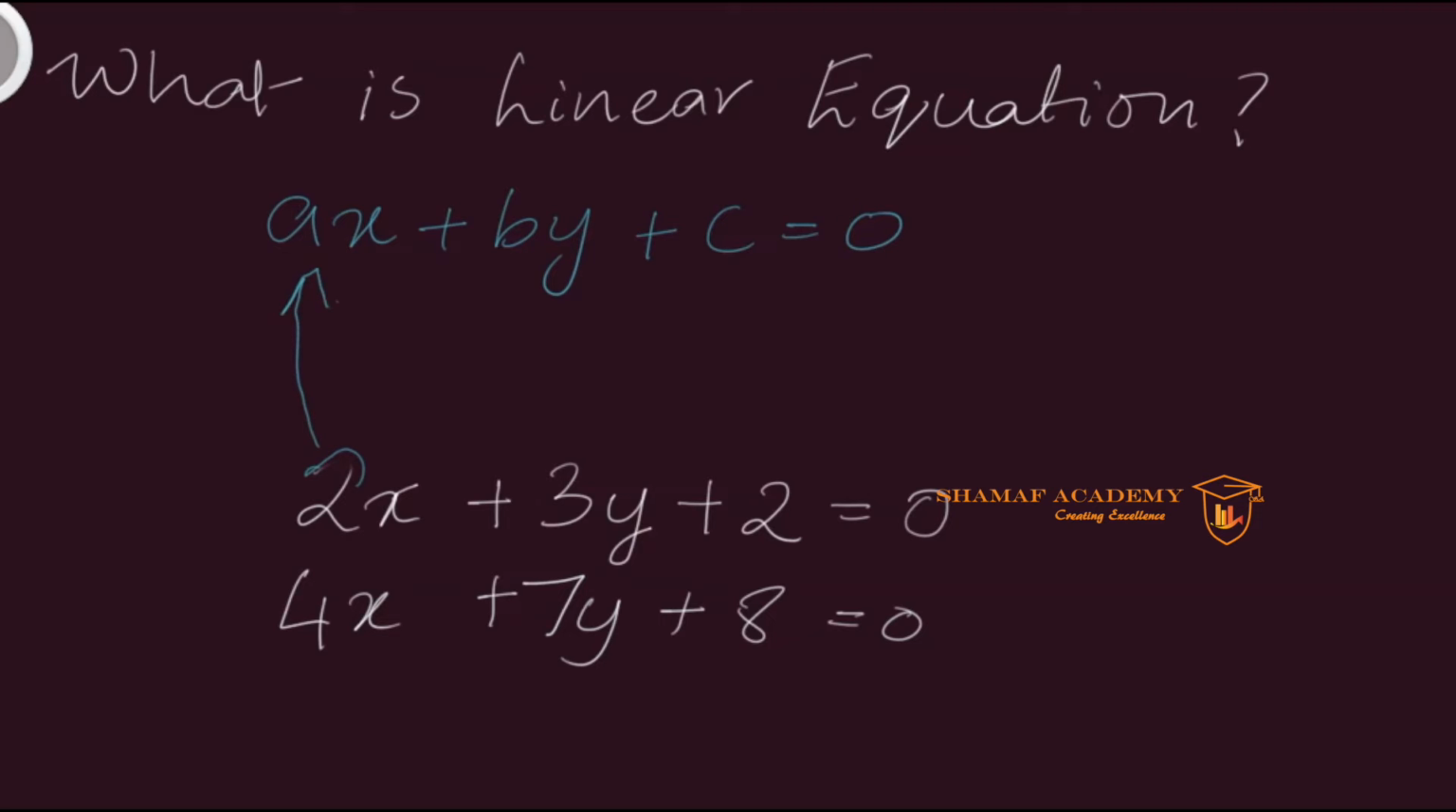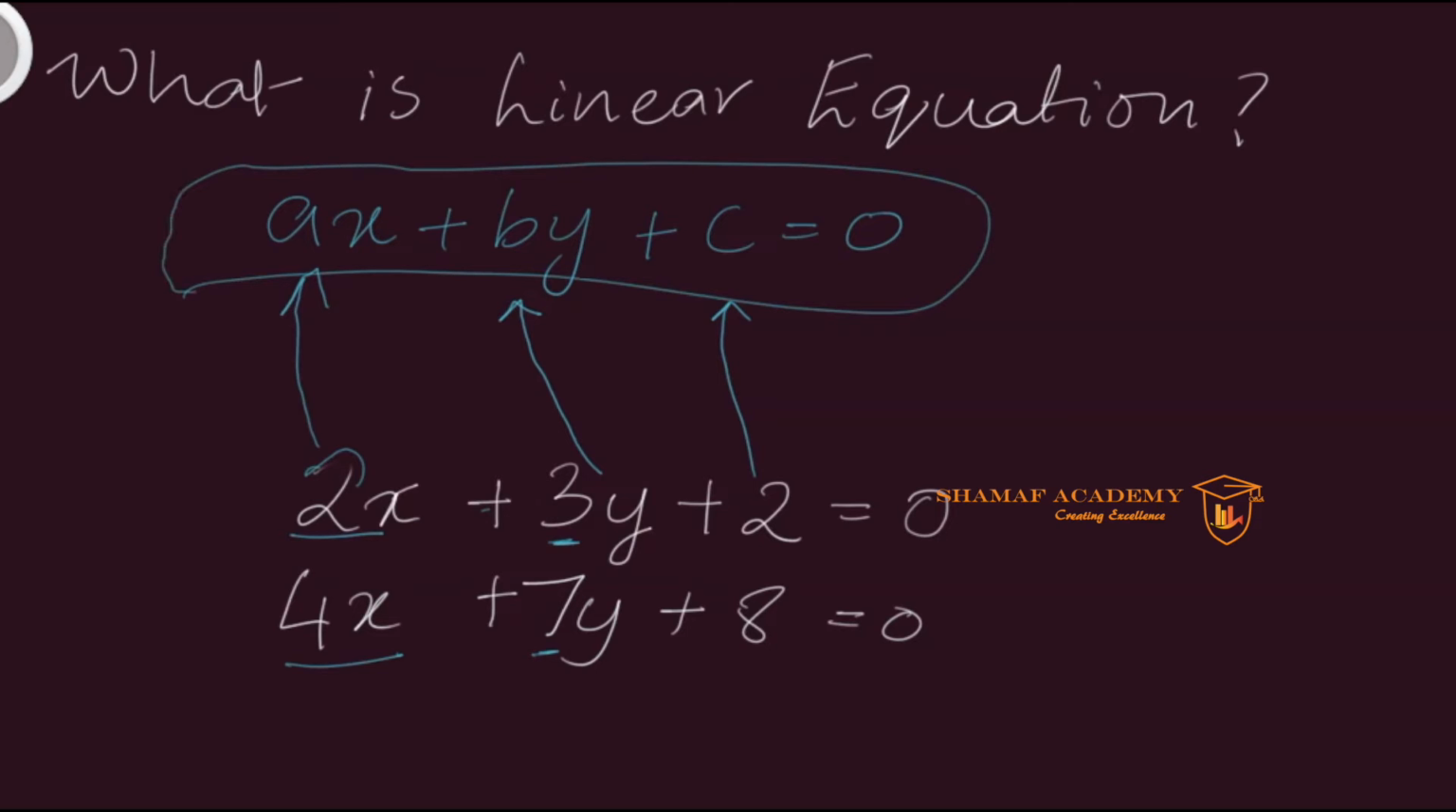2x, ax. A here is any number, any numerical coefficient. Like here it was a 2x and here it's a 4x. Then we have by, where here our b is 3 and here our b is 7. And then the constant c, which is a constant number. So we have a variable x, a coefficient of x, a coefficient with y, and then we have a constant. So this is what makes up a linear equation, and this is the general form of linear equation.